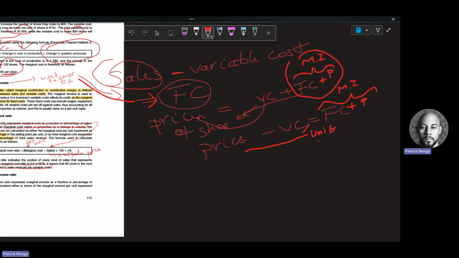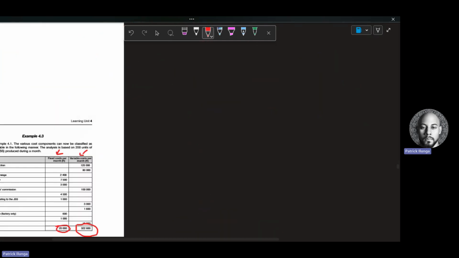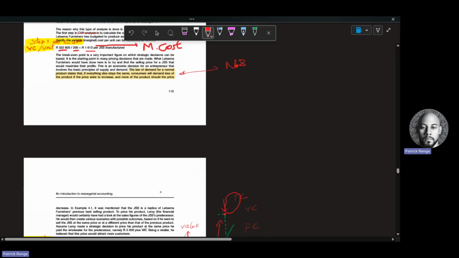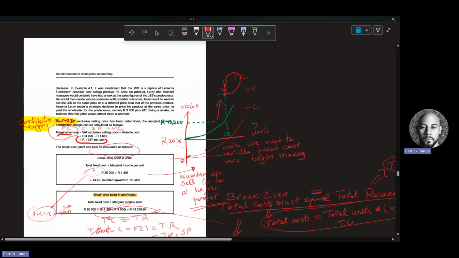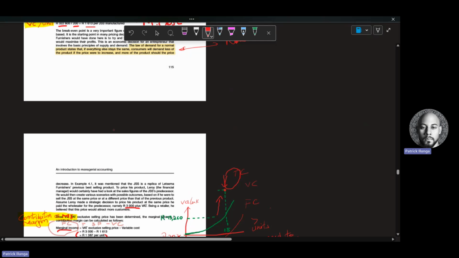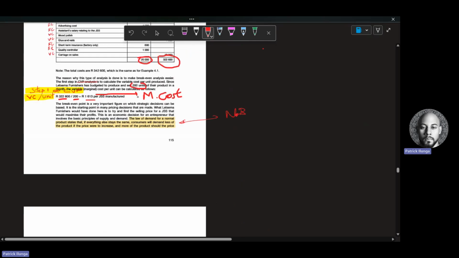Variable cost per unit will give you the marginal income. And that's exactly what they did here. Let's go back here. On this example, look at what they did. They took the price, which is 3,000, because that's the price that is given per unit that will be sold, right? 3,000 minus the variable cost per unit that we calculated here. This variable cost per unit, right?